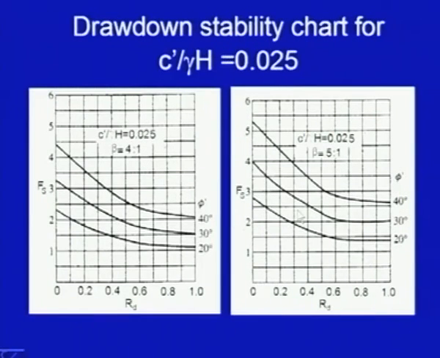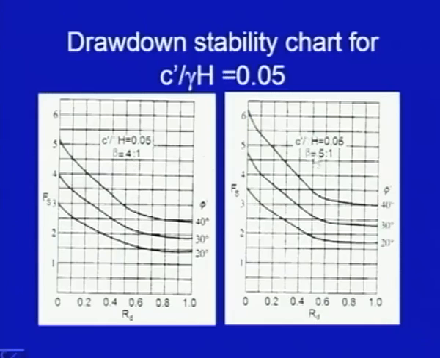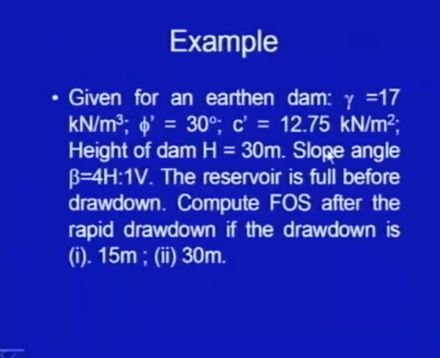So, these charts are available in standard books. One can refer to these charts, and C dash upon gamma h here is 0.025. And a third series of charts is available for C dash upon gamma h equal to 0.05. Here beta is equal to 2:1, 3:1, 4:1 and 5:1. So, these are the charts using which you can solve the problem, and let us have an example.